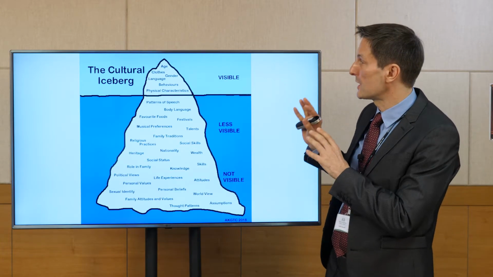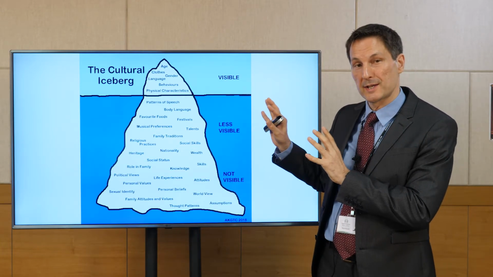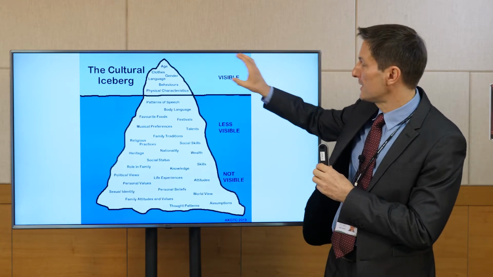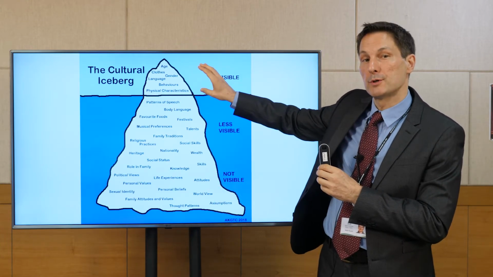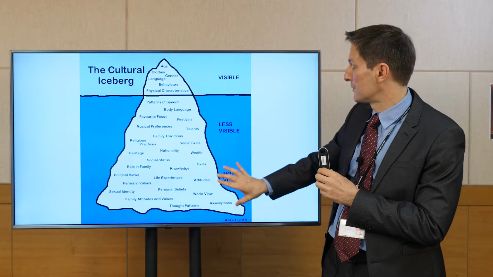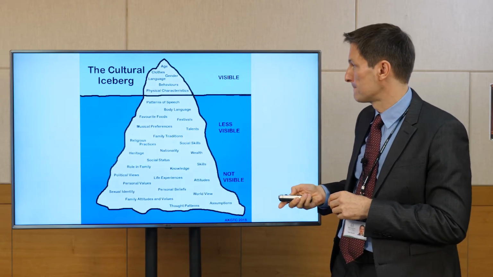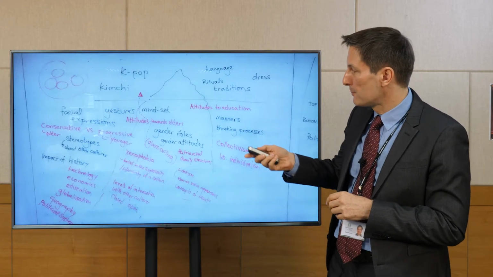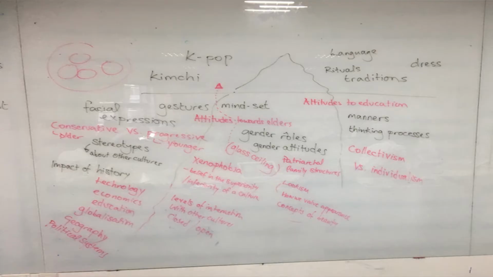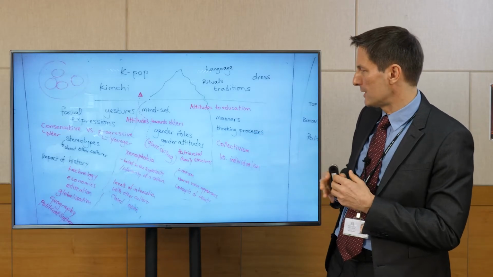So what I will do is get students to brainstorm all these aspects of their own culture and to place them somewhere on the iceberg, whether they're visible, whether they're less visible, or whether they're absolutely not visible at all. So here's an example of one student's set of ideas for Korean culture. And so they came up with some very interesting ideas.